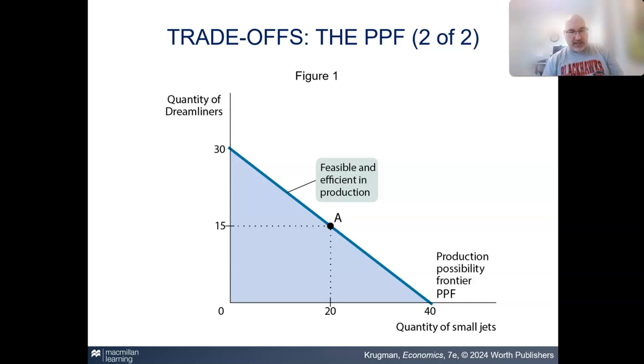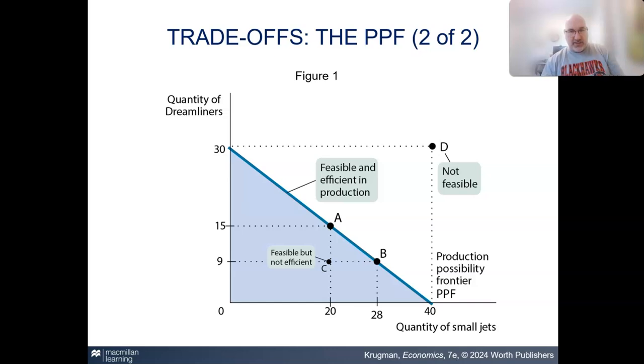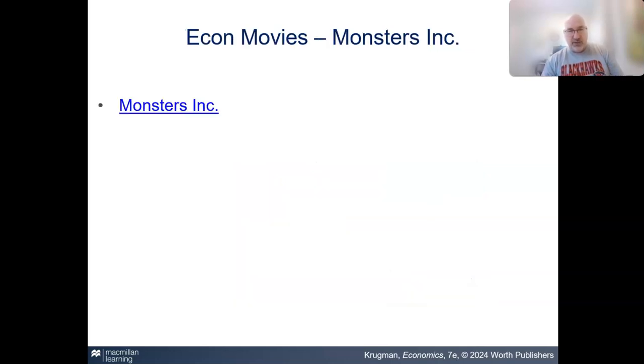You can't change that in any way, shape, or form. Here, point A is 15 and 20. B is 9 and 28. And you see point C at 9 and 20. It's feasible, but it's just not efficient. I could do it, but it's not going to work. And then D out here, 30 and 40, is not feasible. I don't have the materials, I don't have the technology. I can't make that. So that's not going to work.